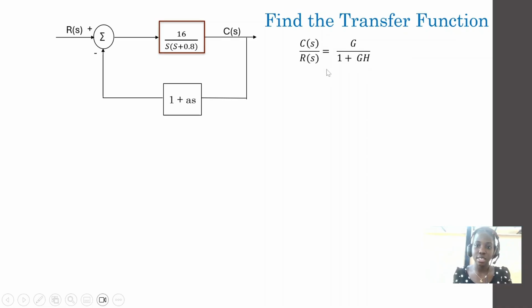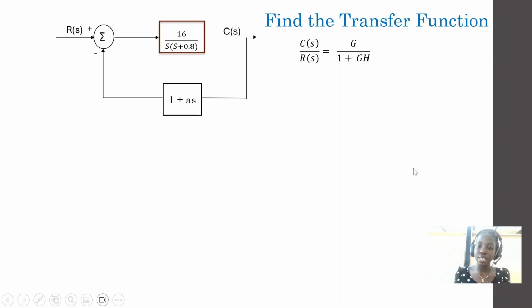And in this case, G, which is the forward part, is 16 over S, open bracket, S plus 0.8, close bracket. And fortunately for us, the circuit has already been represented in the Laplace form, so it makes things way easier. The H, which is a negative feedback, you realize that there's a negative sign here, so it makes it a negative feedback, is 1 plus AS.